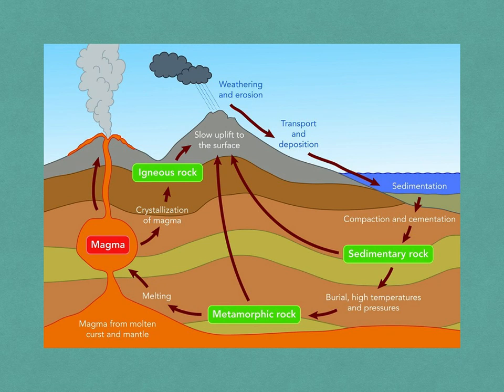Here's a picture of the rock cycle, which starts with weathering and erosion and ends with uplift to the surface. Throughout this process, there are three types of rocks that are formed: sedimentary, metamorphic, and igneous rocks.